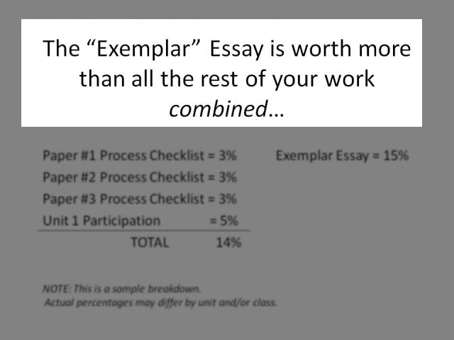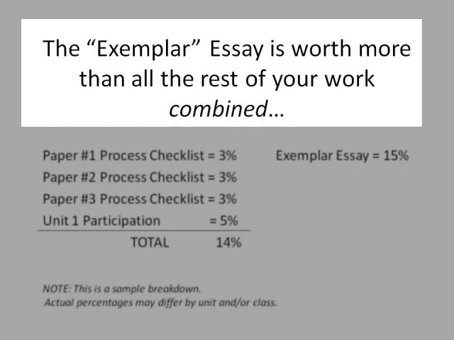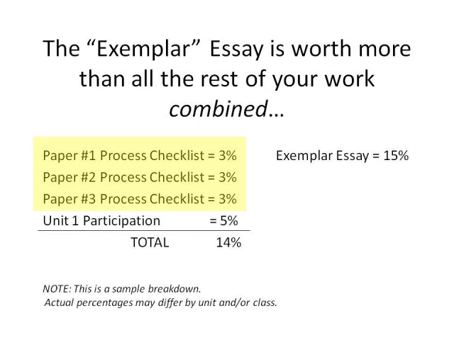This is especially important because the exemplar essay is worth more than all of the rest of your drafts combined. Each of the papers you wrote were awarded points based on whether or not you went through the steps of the writing process. Those steps combined with participation total 10 to 15% of your final grade. But the one paper you say is your best work, your exemplar, will be graded based on the quality of the writing, based on the rubric, and that one paper will be worth 15% of your final grade.